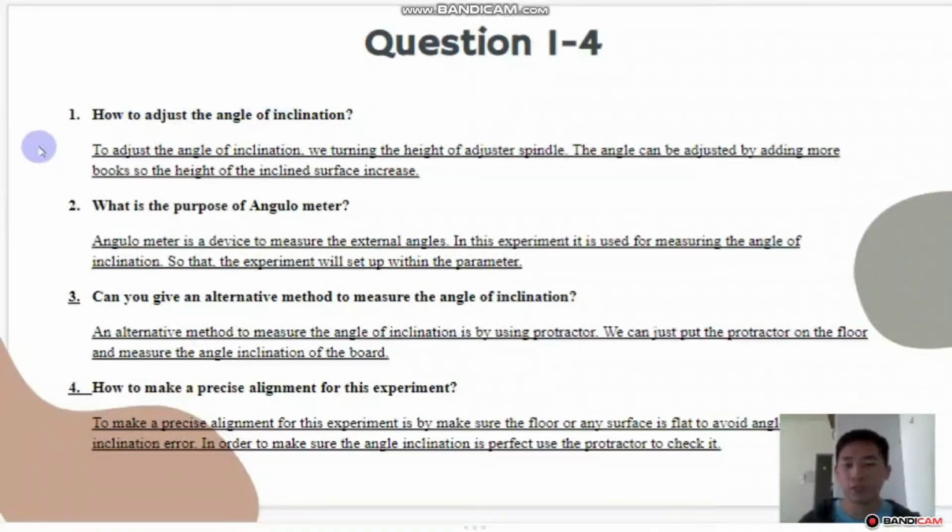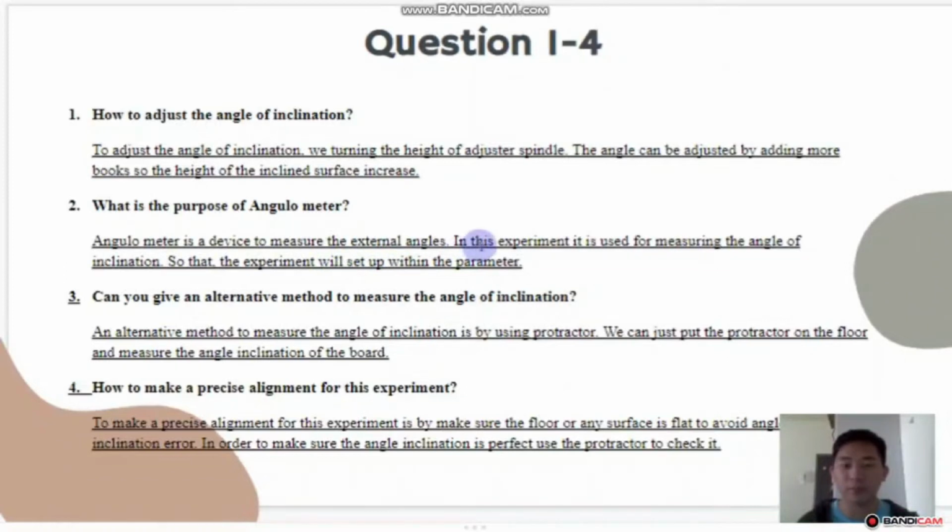The first question is how to adjust the angle of inclination. To adjust the angle of inclination, we turn the head of the adjuster spindles. The angle can be adjusted by adding more books, so the height of the inclined surface increases. Number 2, what is the purpose of the angulometer? An angulometer is a device to measure external angles.